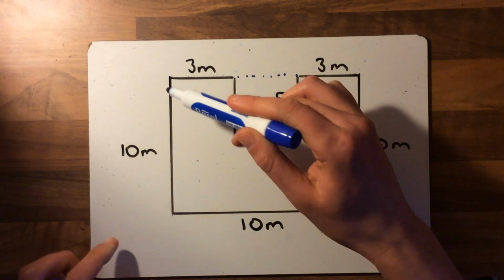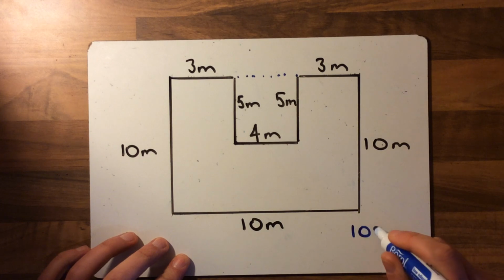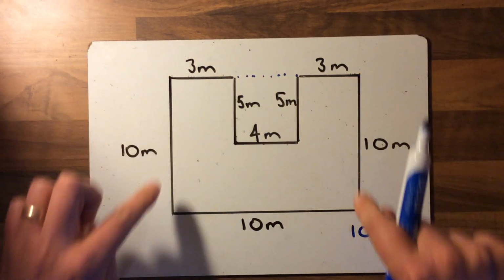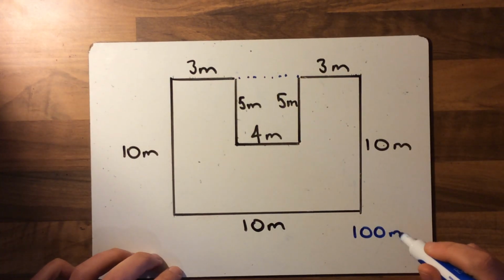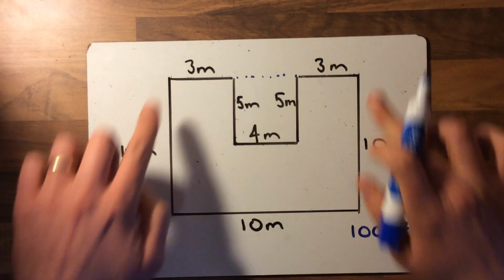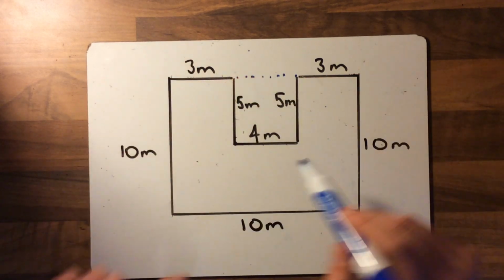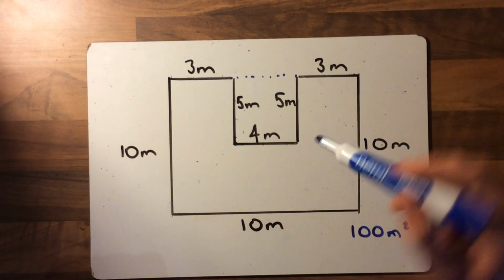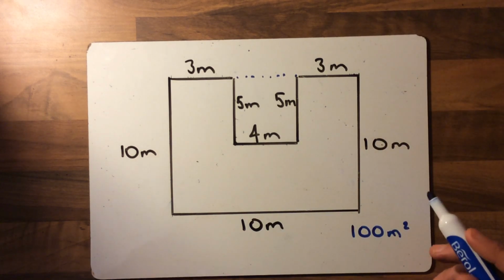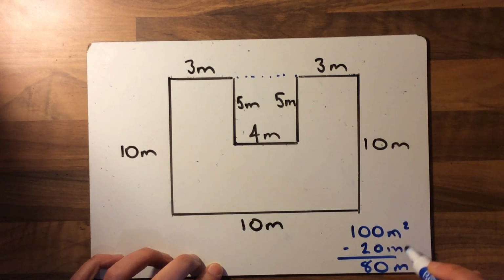And if we were to do that, the width is 10, the height is 10, so it's 10 times 10, which is 100. So this whole rectangle, the area is 100 metres squared. But the shape is not 100 metres squared, because we've got this section here that we need to take out. This across is 4, going up is 5. 5 times 4 is 20, so 100 subtract 20 gets us to 80 metres squared.